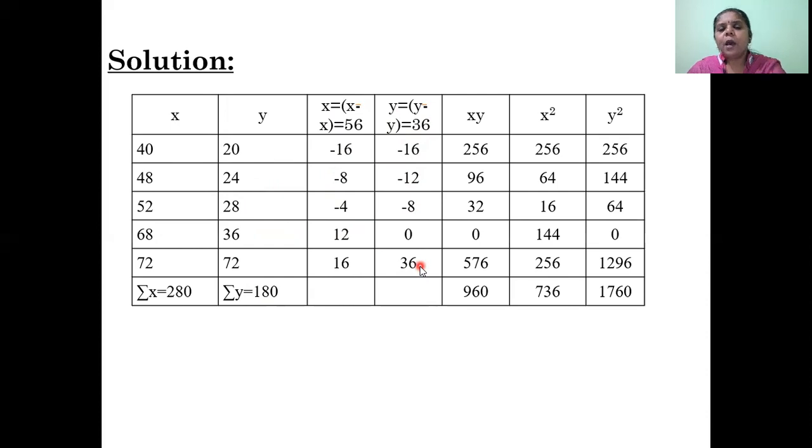Okay, students. Now we will move on to x into y. This is x, this is y. So what we have to do now? XY. We require sigma XY for calculating the regression. So 16 into 16, 256. 8 into 12, 96. 4 into 8, 32.